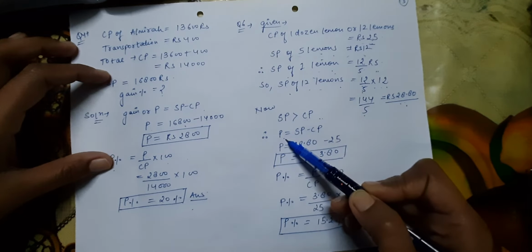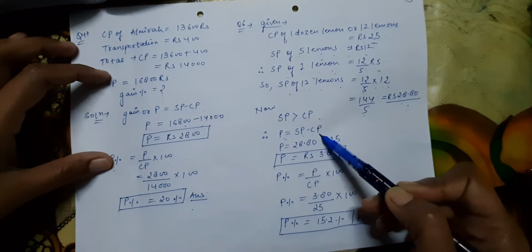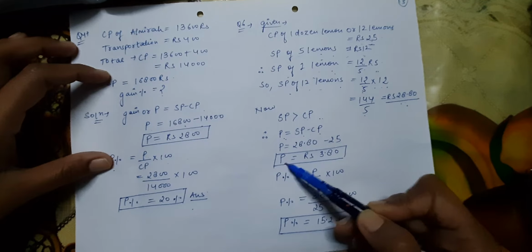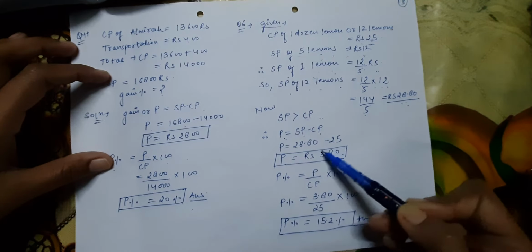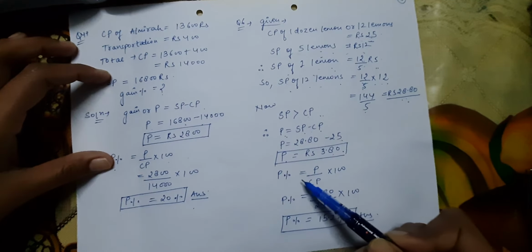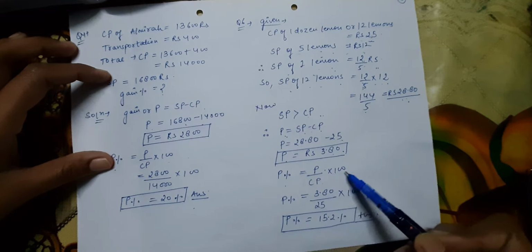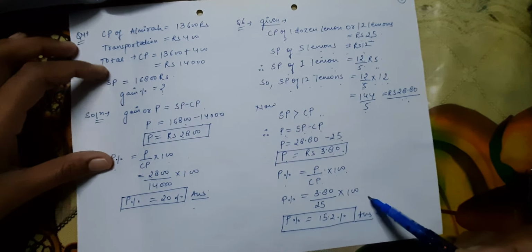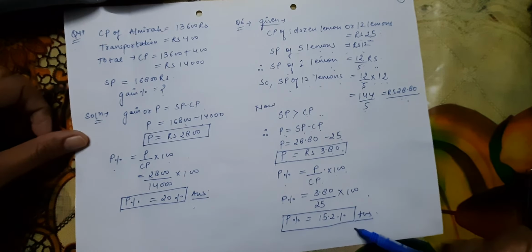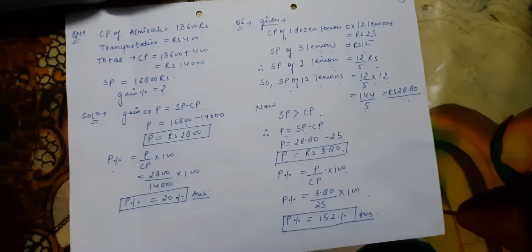In order to calculate profit, selling price minus cost price, we'll get the value of profit as rupees 3.80 after subtracting. Now in order to calculate profit percent, we again use this formula of profit upon cost price into 100. By putting the values, we will get our desired result, that is 15.2%, and which is your required answer.